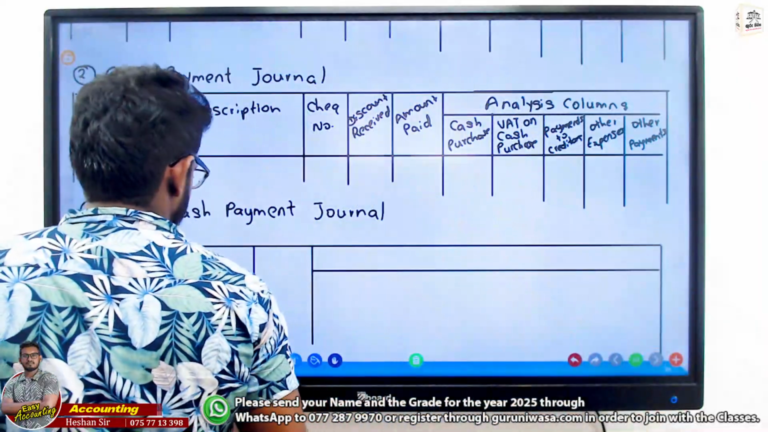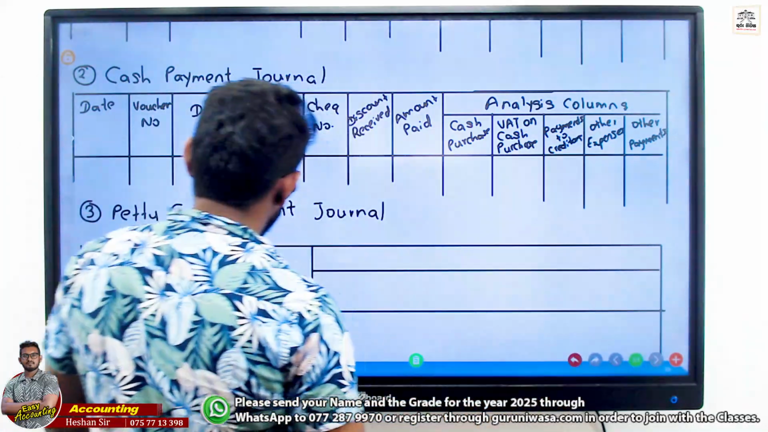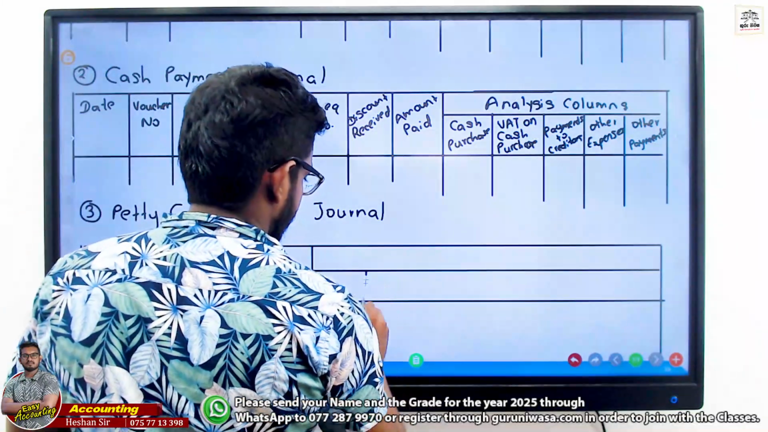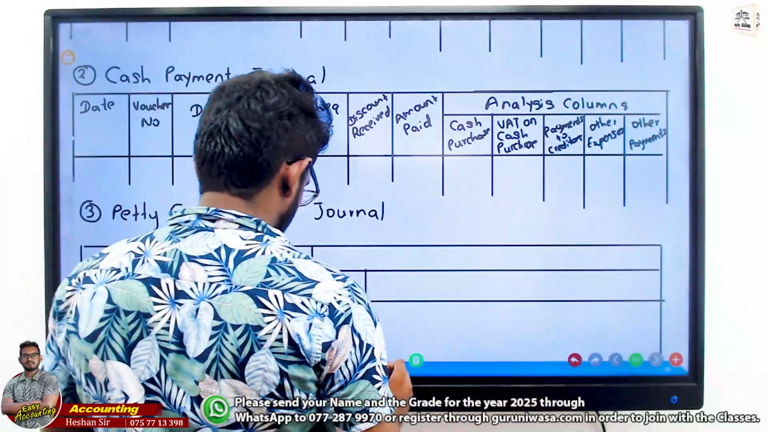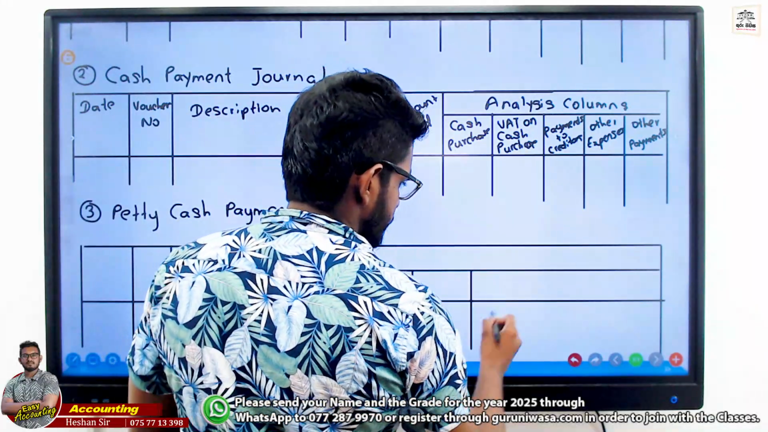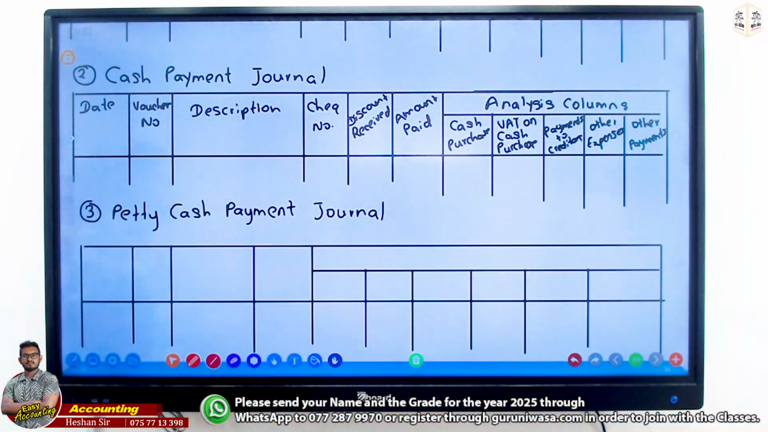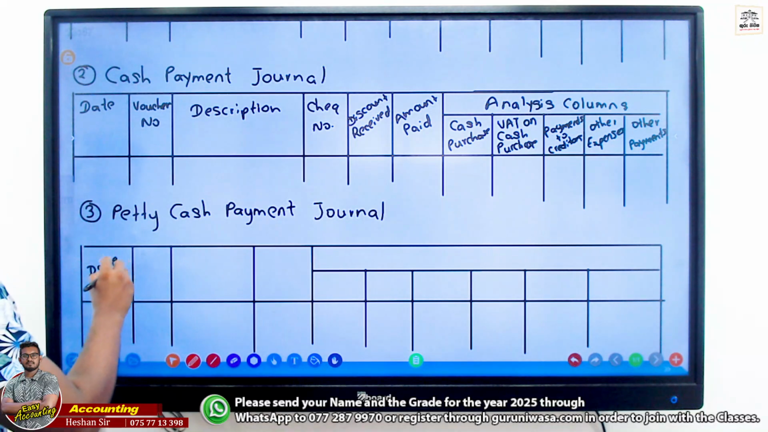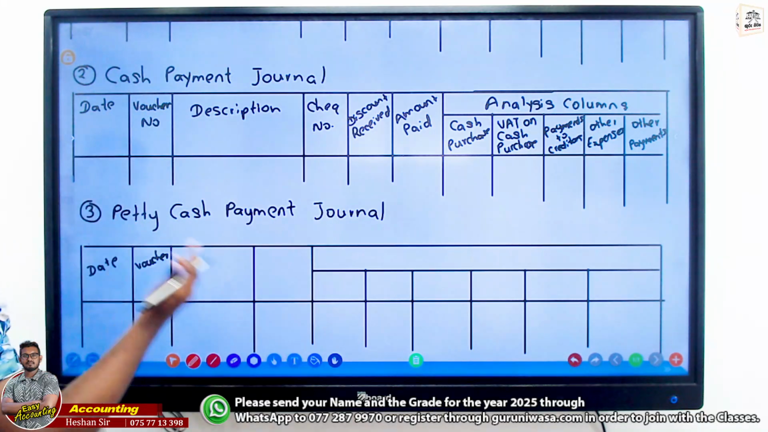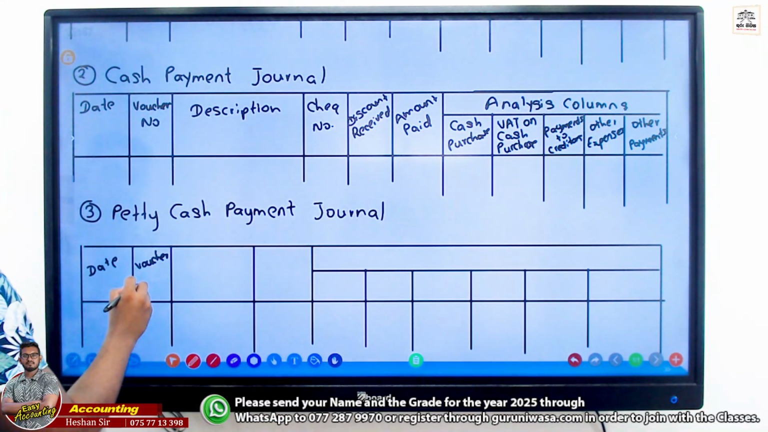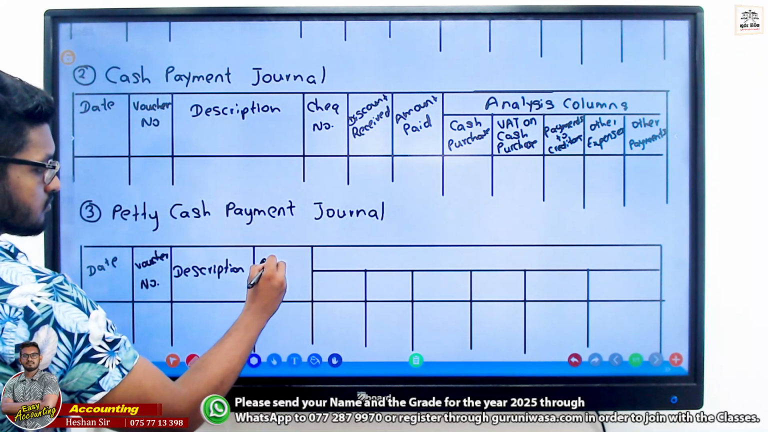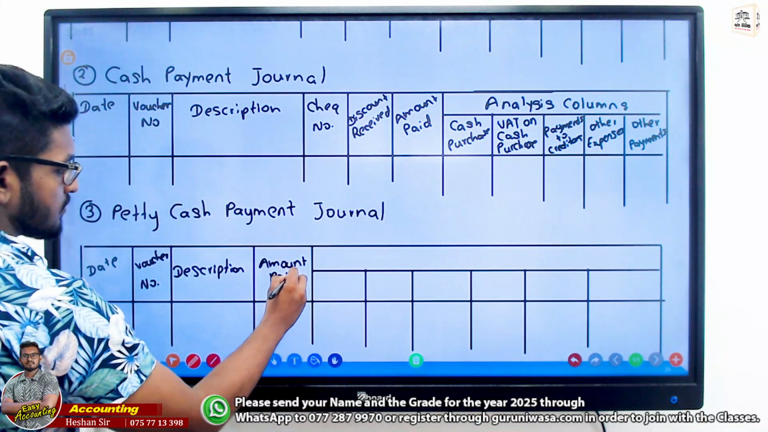The analysis column. Date, sorry, 1, 2, 3, 4, 5, 6. I'll take one. Analysis columns depend on the activity, right? Okay. Date, voucher number. Though this is also like a voucher number, these two vouchers are different. This is a payment voucher. This is a petty cash payment voucher. Voucher number, description, amount paid, and the analysis column.